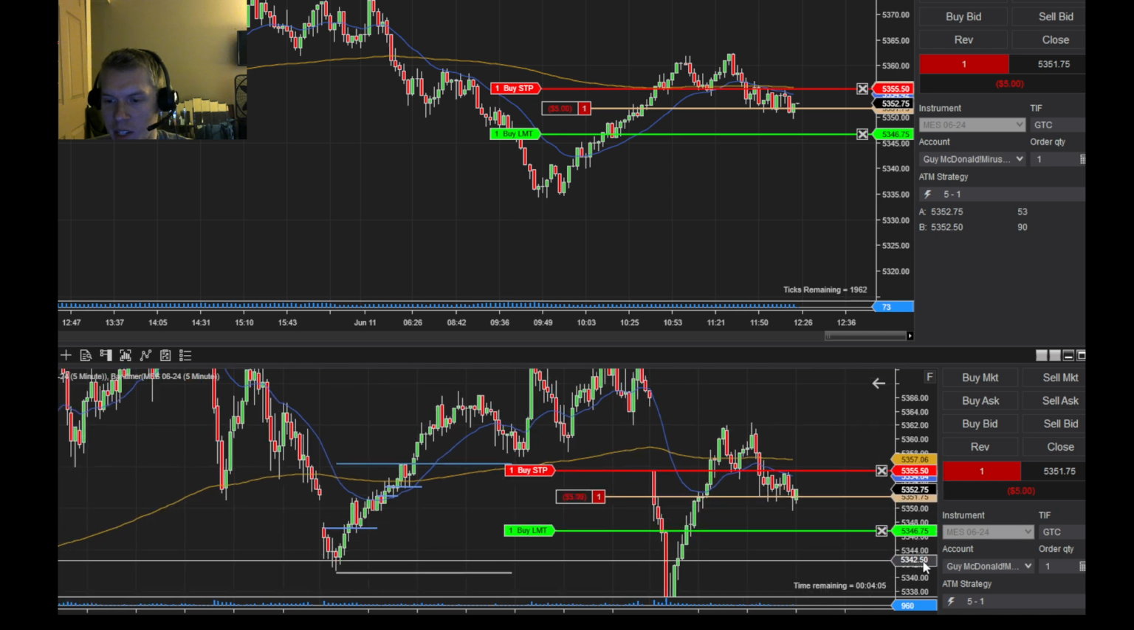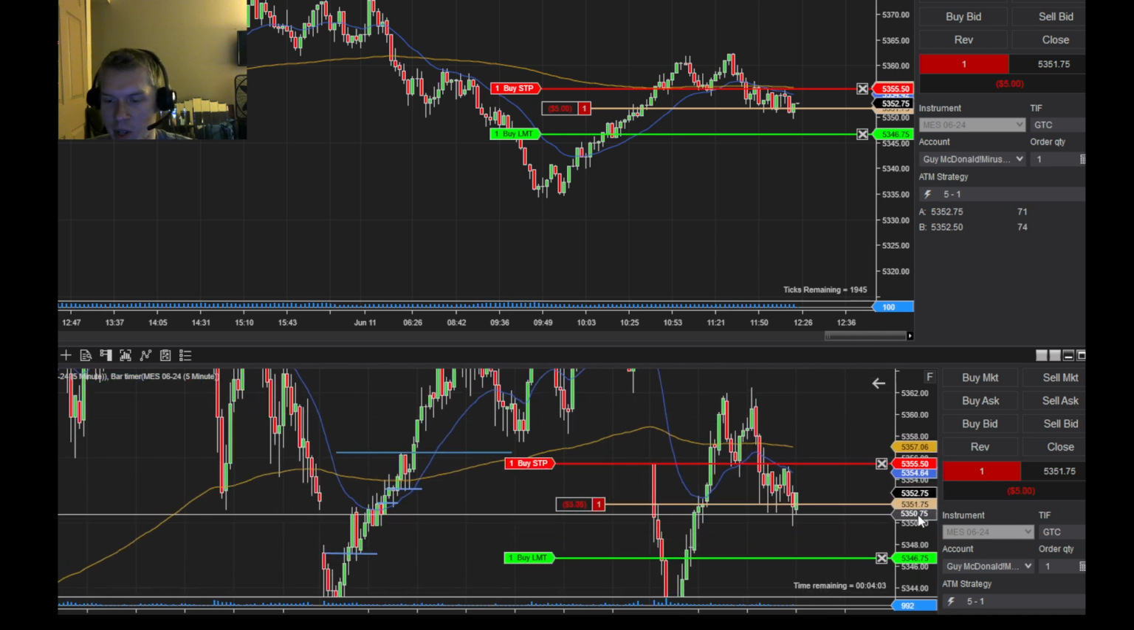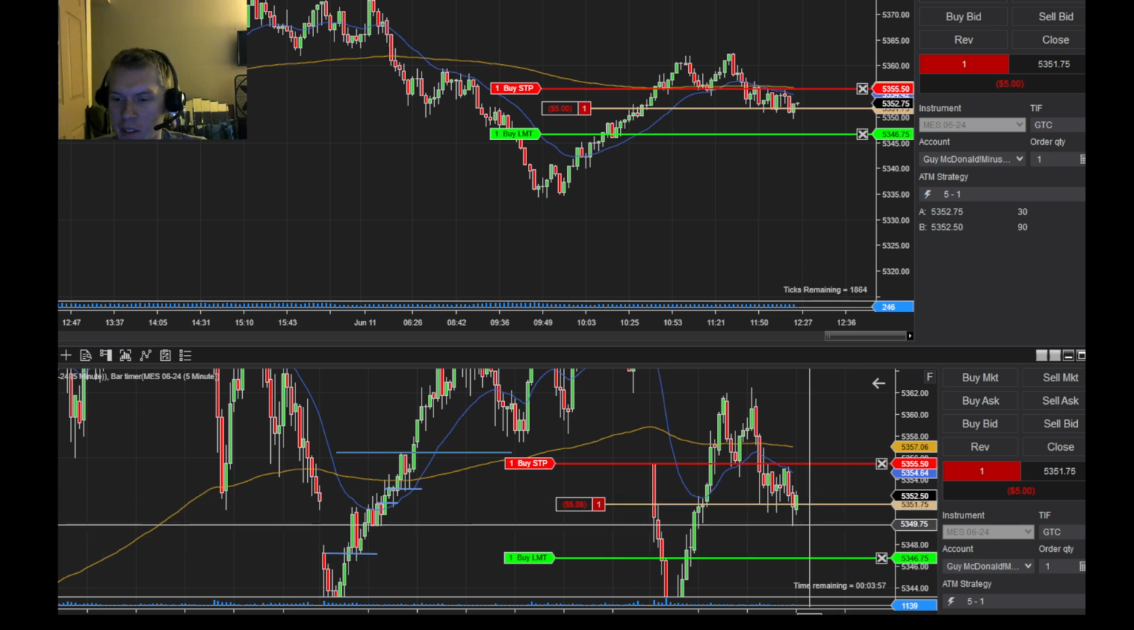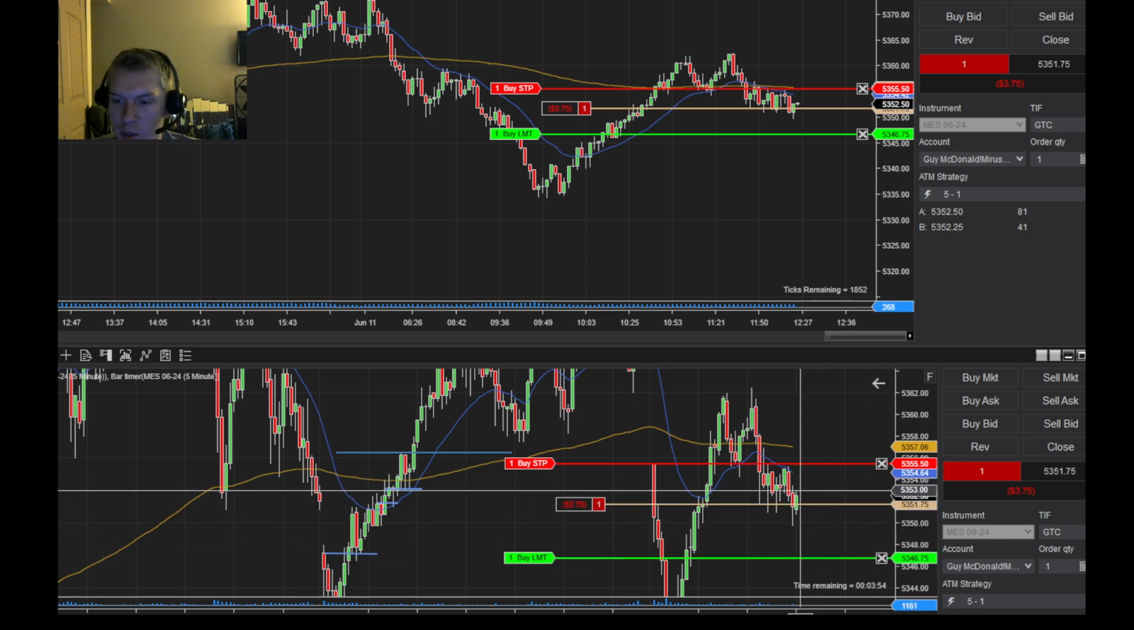And when I take a trade like this, it's kind of my standard trade. It's something I take about once a day, and then I go for 5 points. And so we'll let this play out.